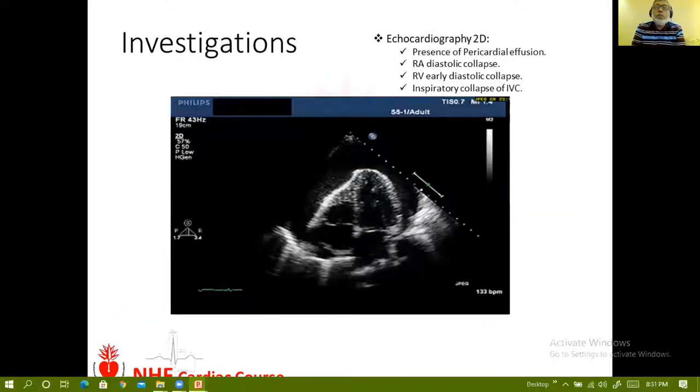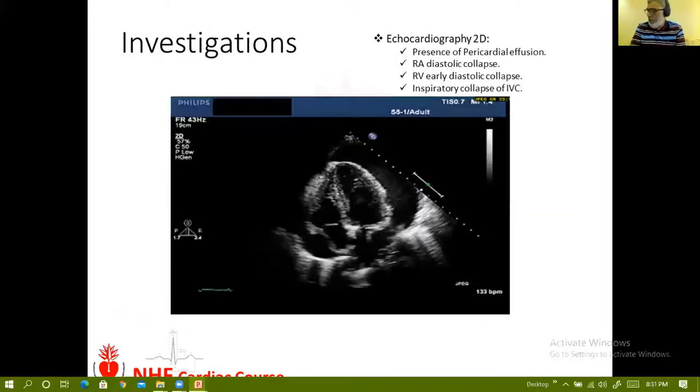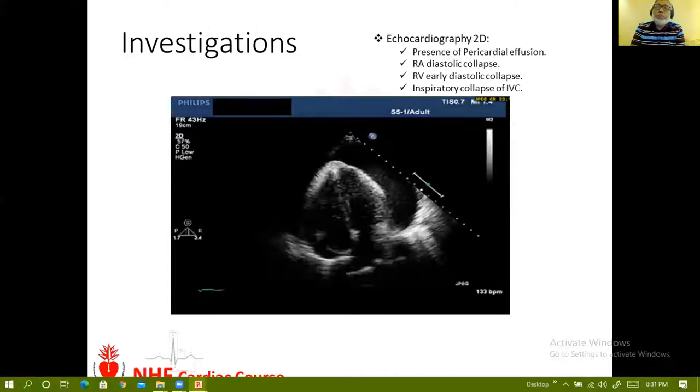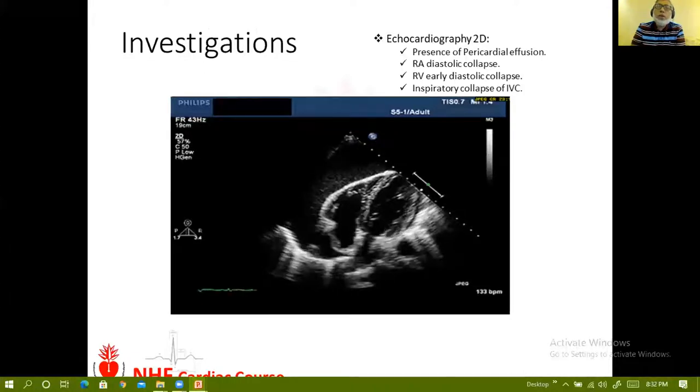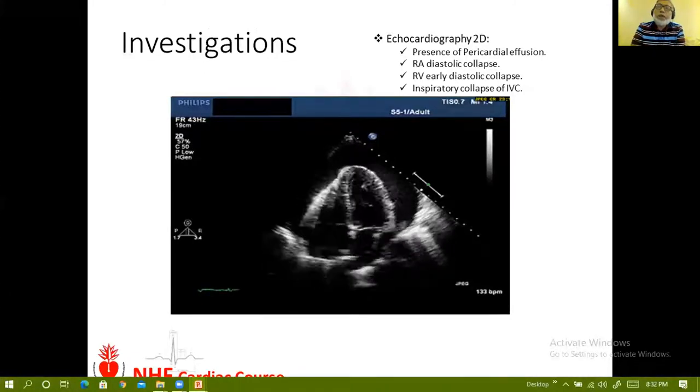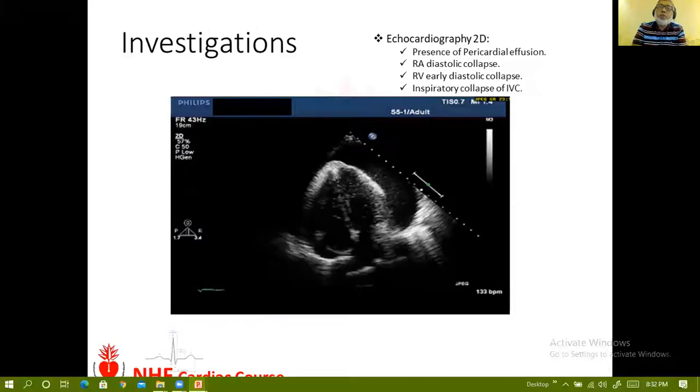This is the 2D echocardiography. Presence of pericardial effusion, RA diastolic collapse. You are seeing the RA diastolic collapse, RV early diastolic collapse, and inspiratory collapse of the inferior vena cava.